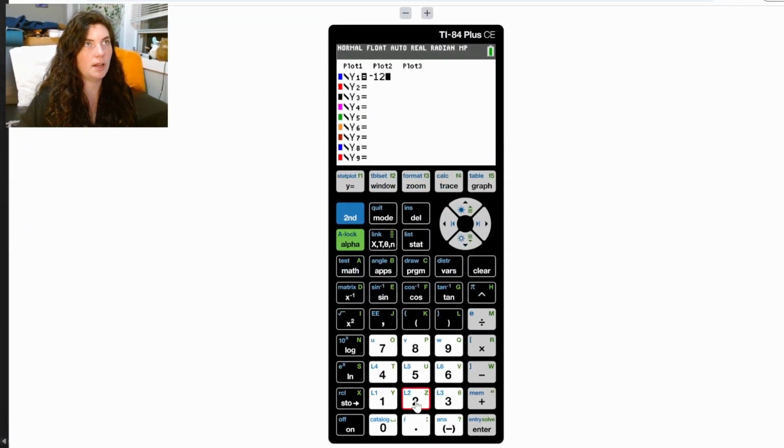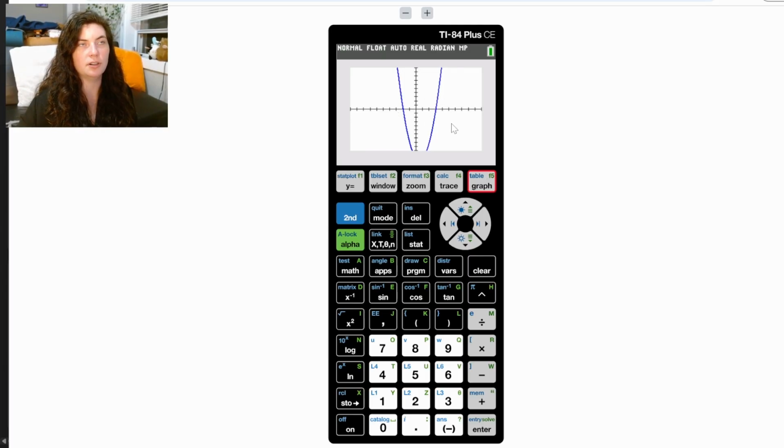So -12 minus 2x plus 2x squared. And then I'm going to hit the graph button. And so you can see when I graph it, it shows me where those zeros are.